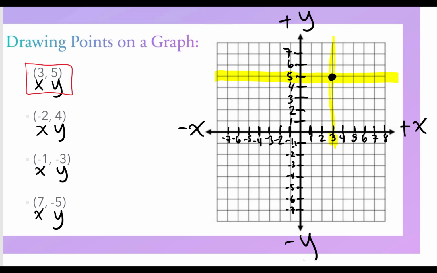So tú puedes usar el color amarillo, dibujar la línea de 5, la línea de 3, pero el punto está en la intersección de los dos. So you can use yellow to find the line for 5 and yellow to find the line for 3. The intersection is where the point is.